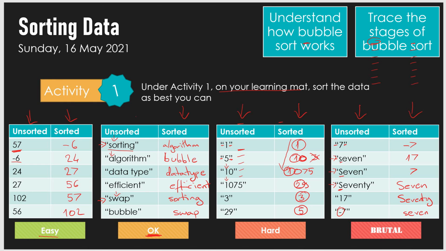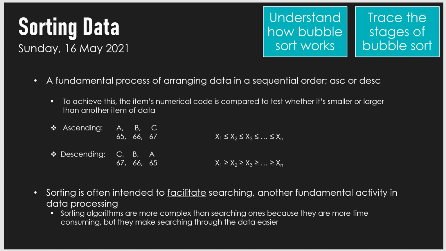Now the next slide is going to give us a bit of an introduction into what sorting actually is. Sorting data is a fundamental process of arranging data in a sequential order. This is either ascending or descending. Ascending meaning the lowest value first, descending meaning the highest value first.